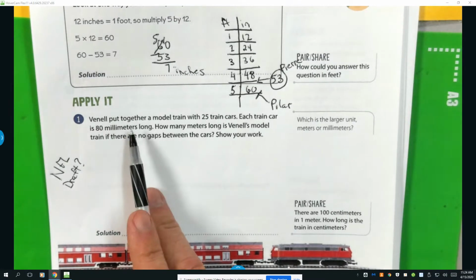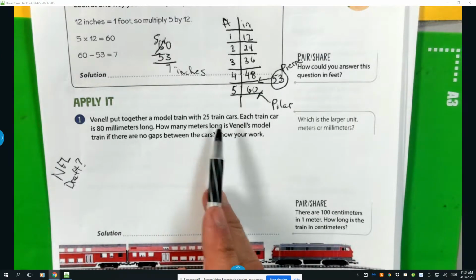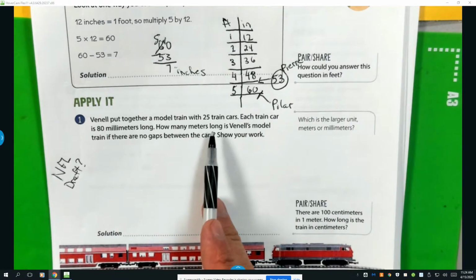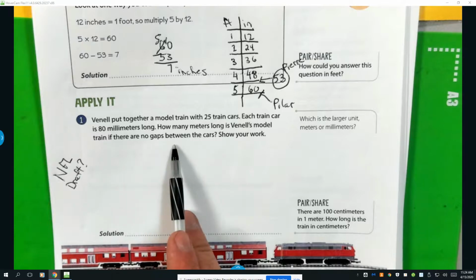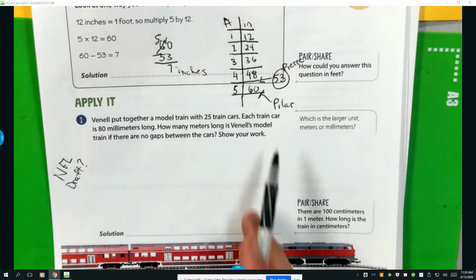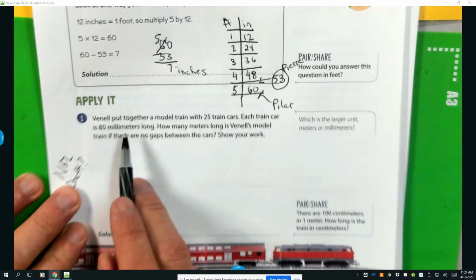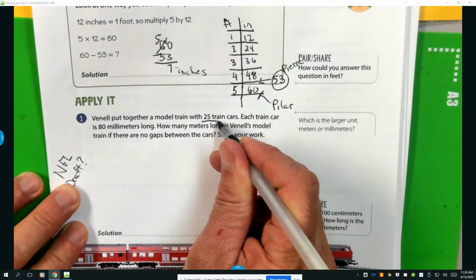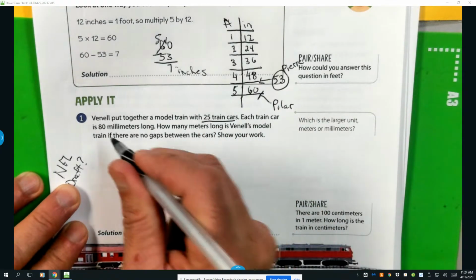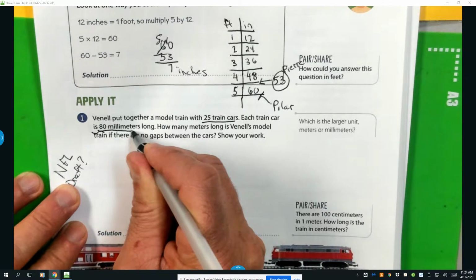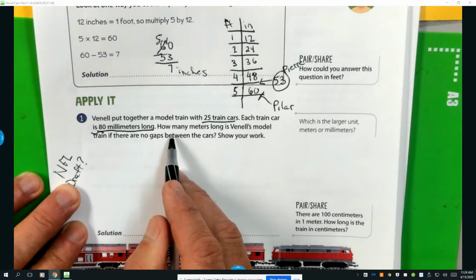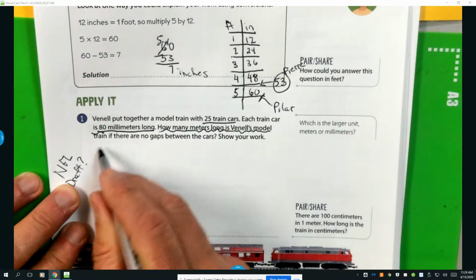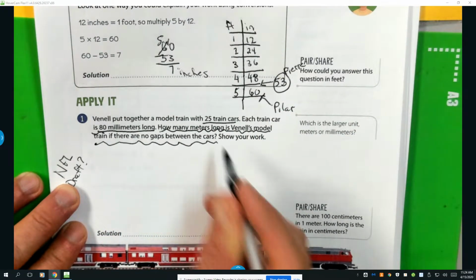Okay. Vanel put together a model train with 25 cars. Each train car is 80 millimeters long. How many meters long is Vanel's model train if there are no gaps between the cars? Show your work. That was reading 1. Here comes reading 2. Going to find the information. Vanel put together a model train with 25 cars. Each train car is 80 millimeters long. How many meters long is Vanel's model train if there are no gaps between the cars?